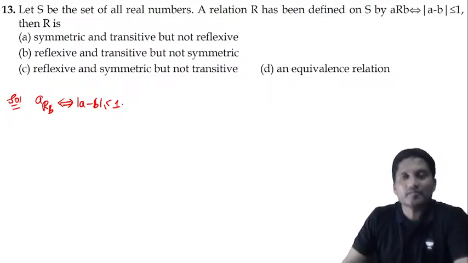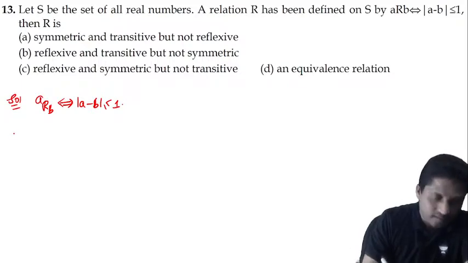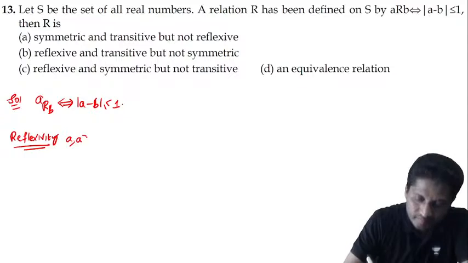A related to B is modulus of A minus B is less than or equal to 1, guys. Now, suppose I take reflexivity: A comma A belongs to capital R.